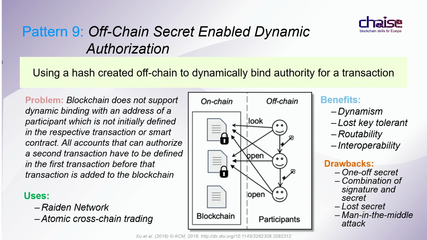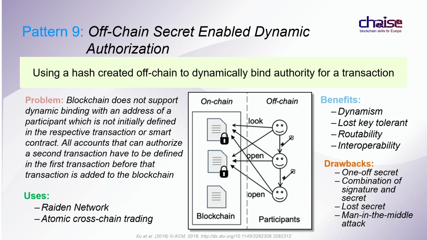Next pattern is off-chain secret enabled dynamic authorization. The off-chain secret enabled dynamic authorization pattern uses a hash created off-chain to dynamically bind authority for a transaction. Problem: sometimes the authority who can authorize a given activity is unknown when the corresponding smart contract is deployed or the corresponding transaction is submitted to the blockchain. Blockchain uses digital signatures for authentication and transaction authorization. Blockchain does not support dynamic binding with an address of a participant which is not initially defined in the respective transaction or smart contract.